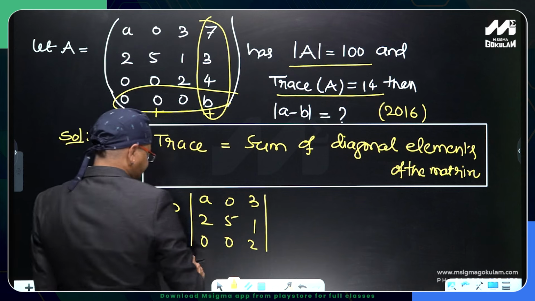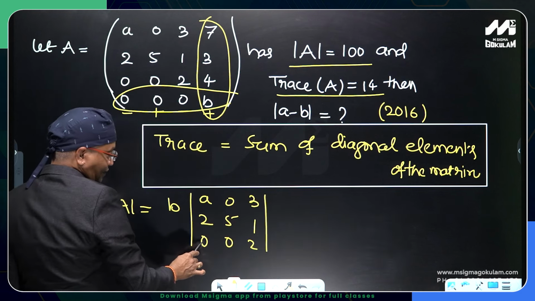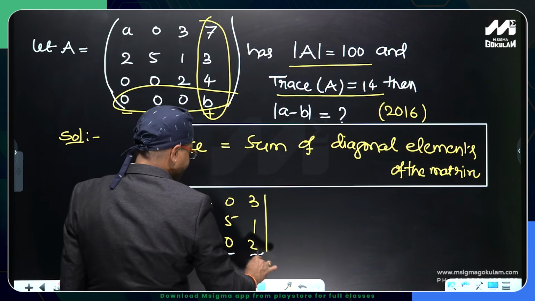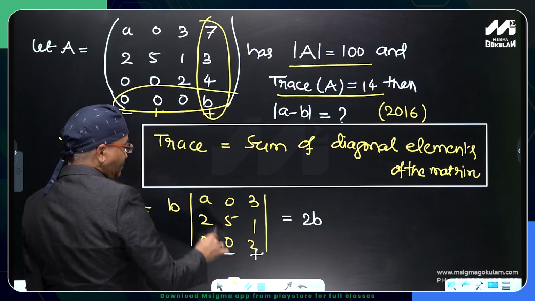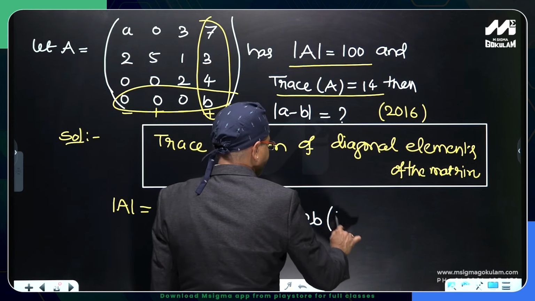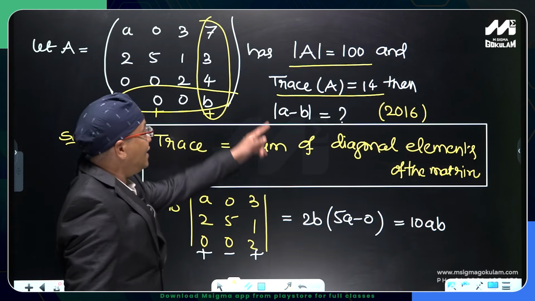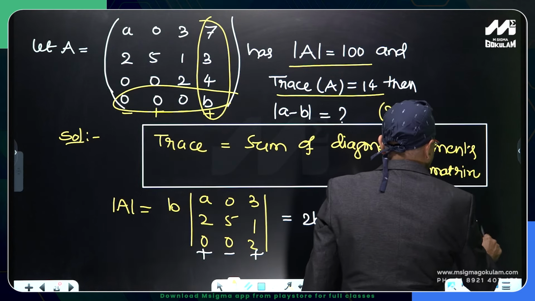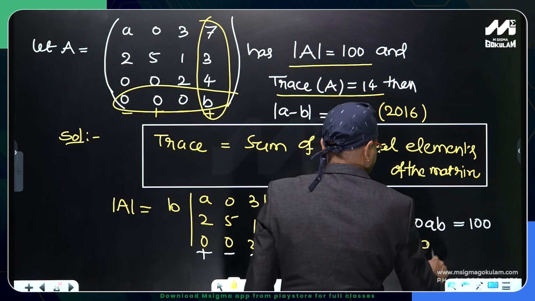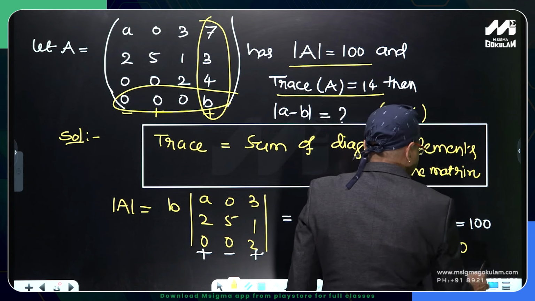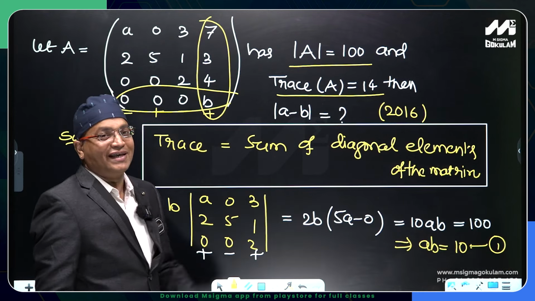Now utilize these two zeros. Expand. So what is the sign? Minus 1 whole power, third row, first column, 3 plus 1. Plus, minus, plus. Then already B is there. Here 2 is there. 2B into that row and column deleted, 5 into A minus 0. So, 2B into 5A minus 0. That means 10AB. That value given is 100. 10AB value is 100. Then what is AB? 100 by 10 means 10. So, this is one relation I am getting between A and B.